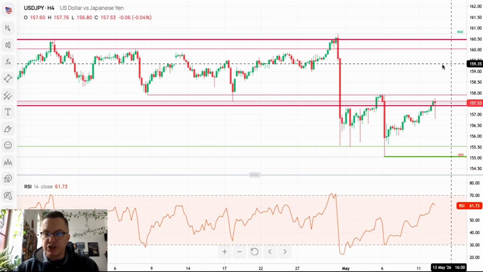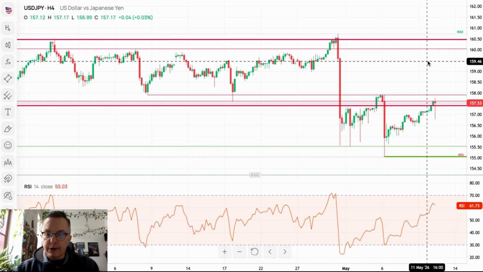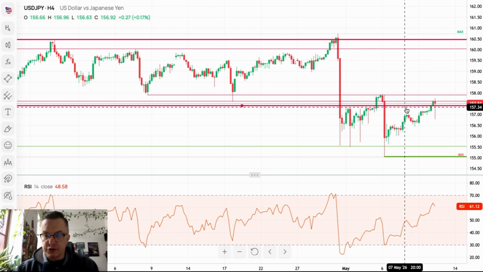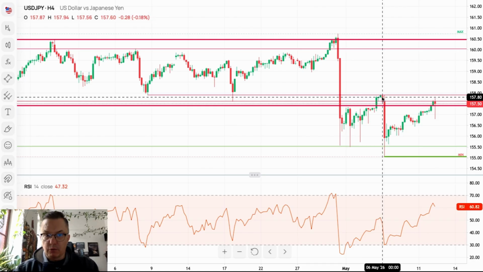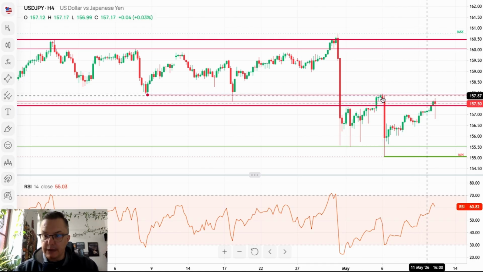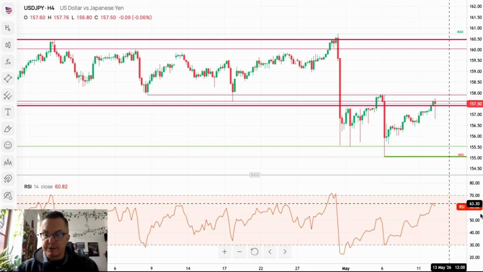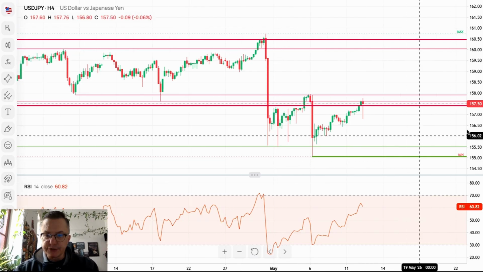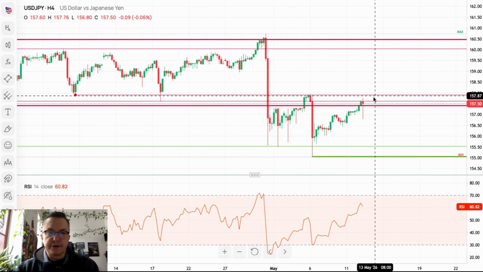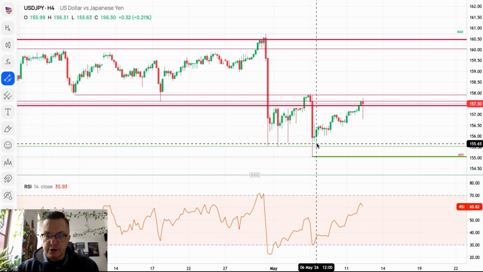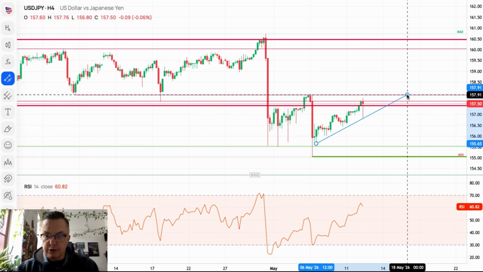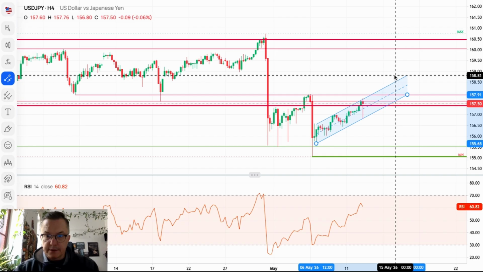US dollar versus the Japanese yen. Well, steadily but surely we are moving higher. Local high 157.76. We are still below 157.94, but we are not that far away. Momentum is at the level of 60. So there is still a chance for this market to move back inside of this very nice range, the red range you've got on the screen.